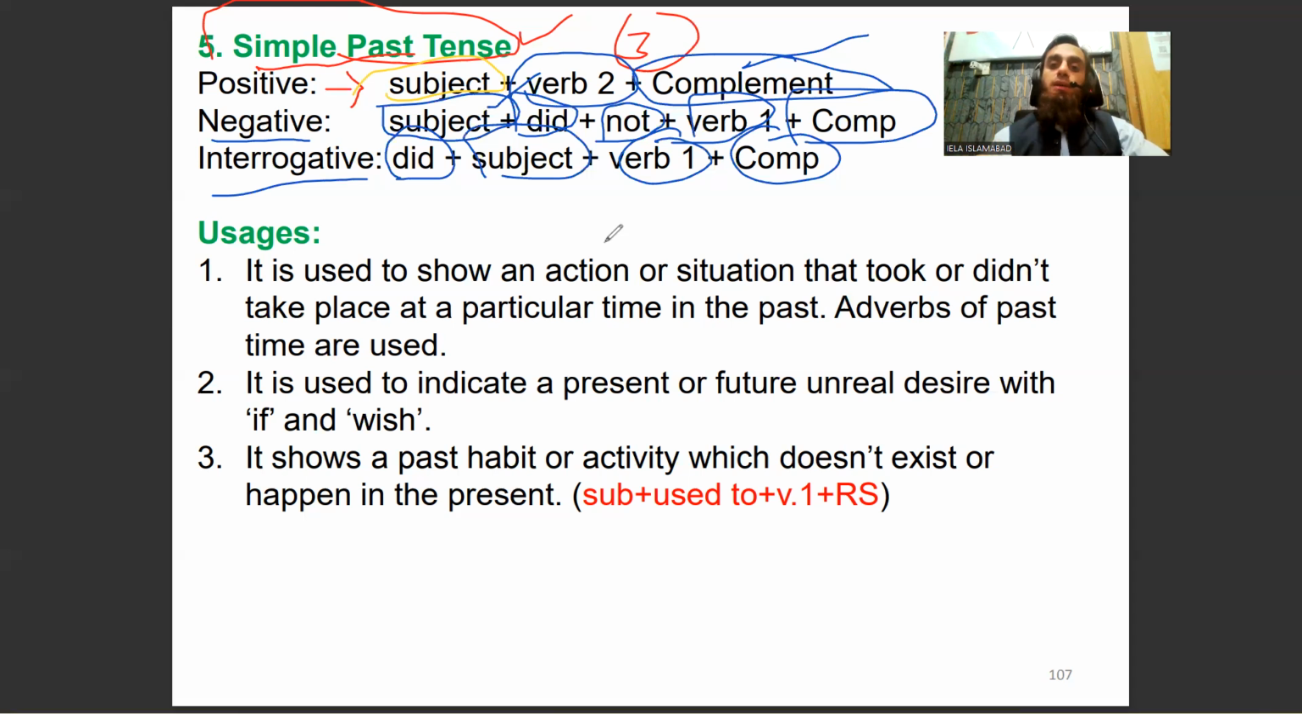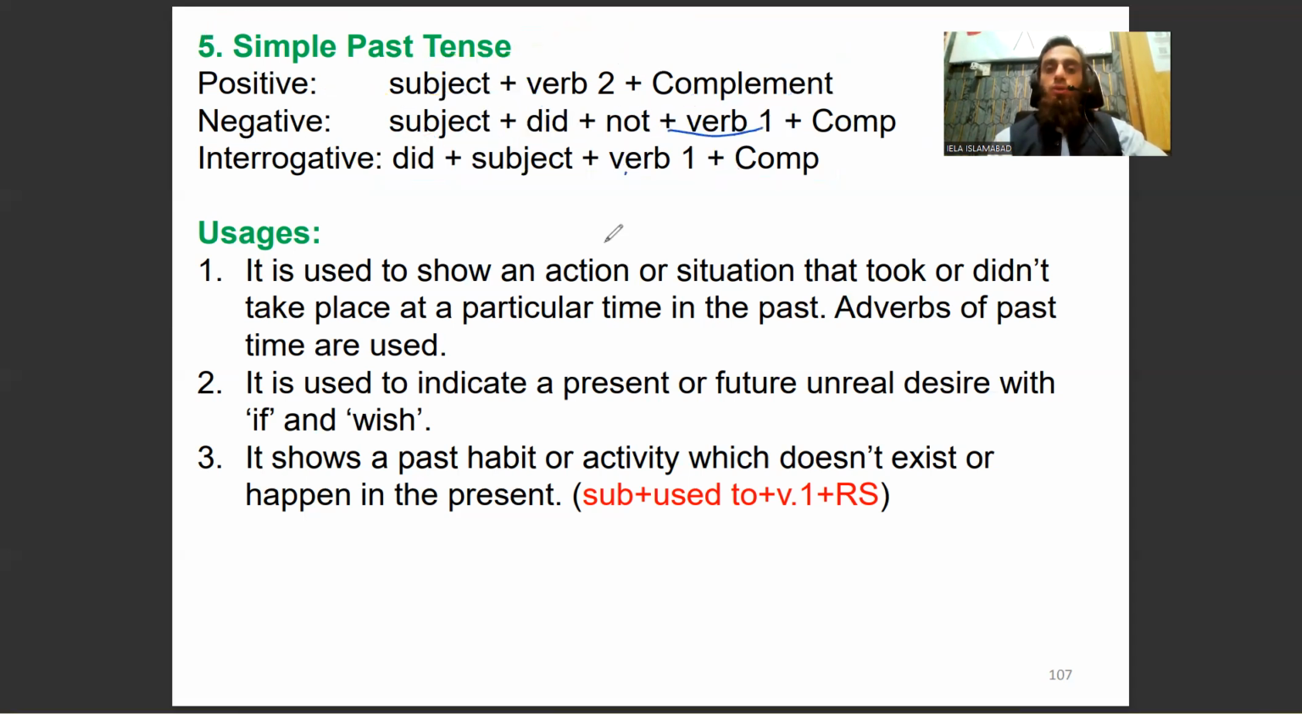Now here, why verb first form in negative and interrogative? Because of did. Did is the second form of our do. So when we use did in the sentence within past time period, then the verb first form should be used, not second form. Do you understand? Yes. I'll give you example in the next slide.